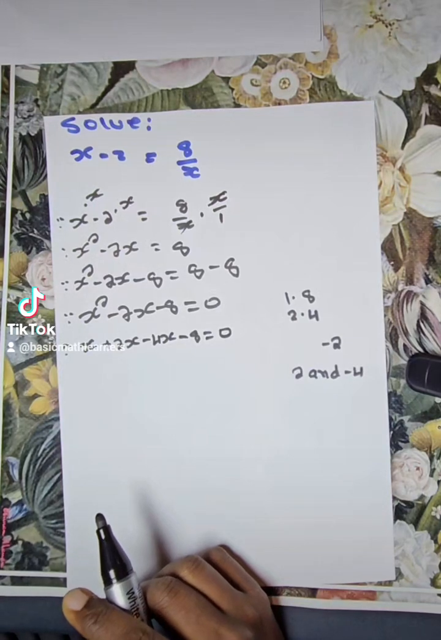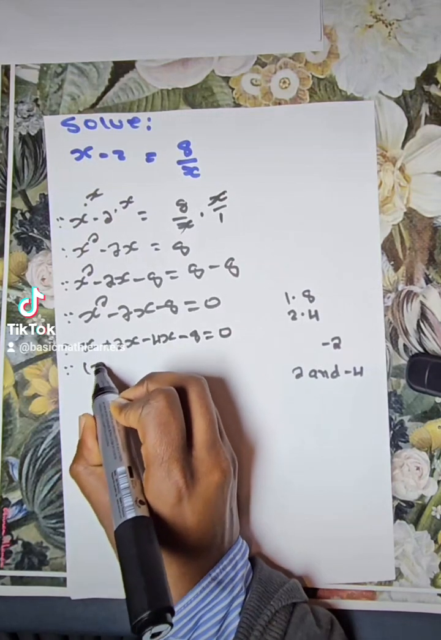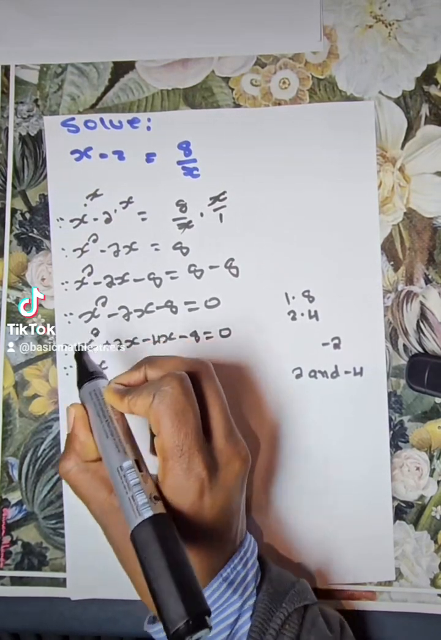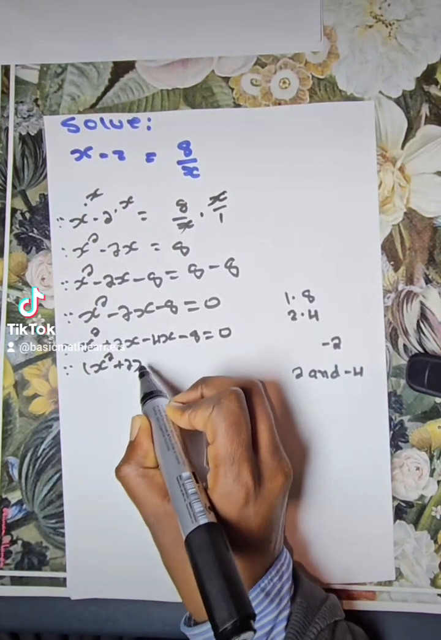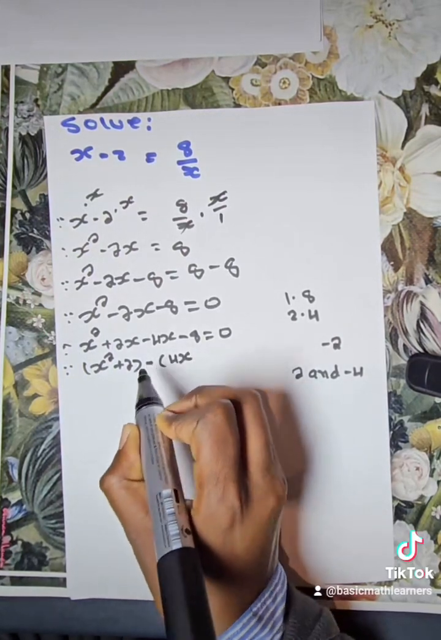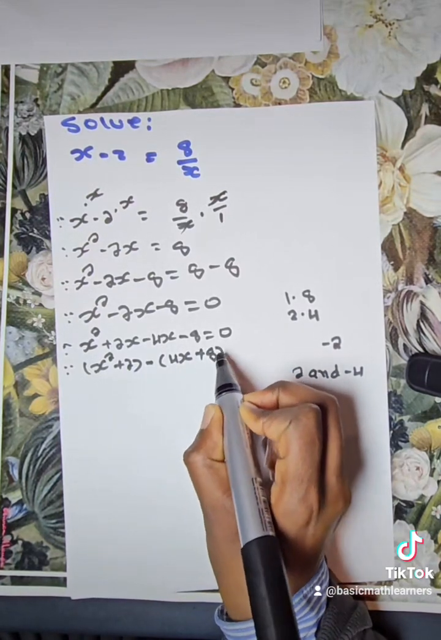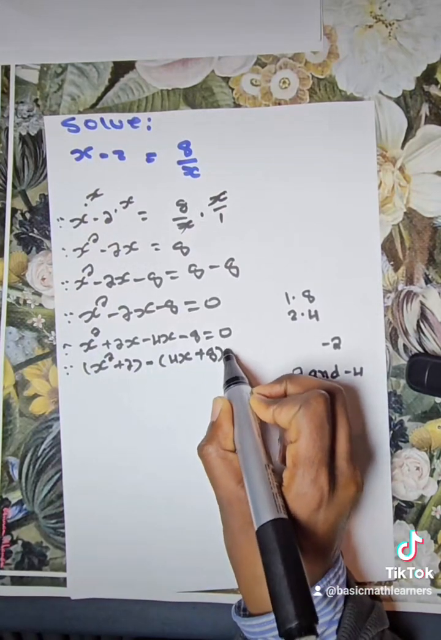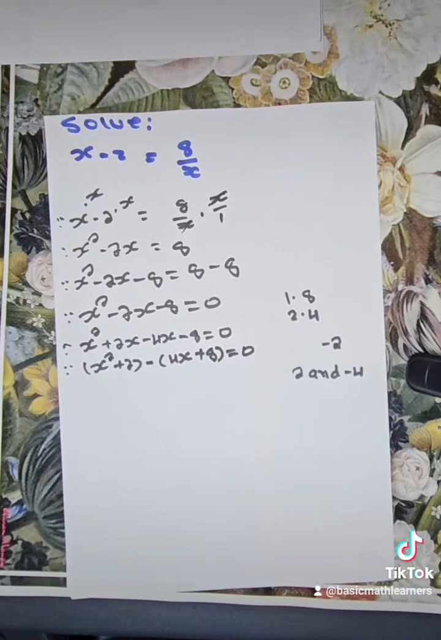Now we need to group. Which terms can we group? Let's group x squared plus 2x and then say minus and group 4x. Remember, the minus 8 becomes plus 8 because of that grouping. Okay, and because of the sign that is in front of the 4.